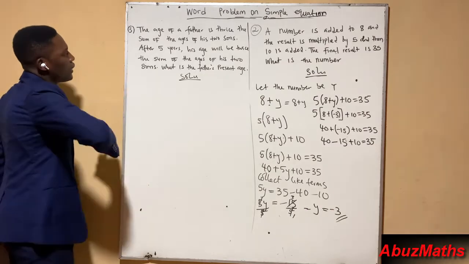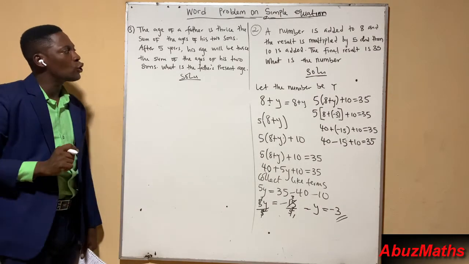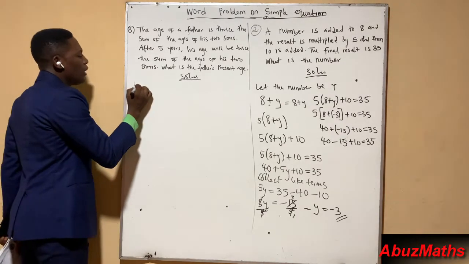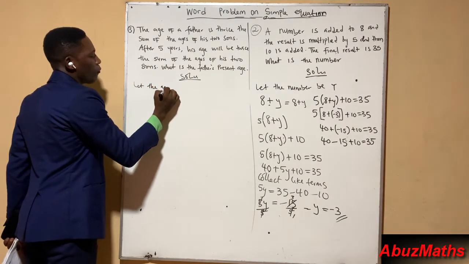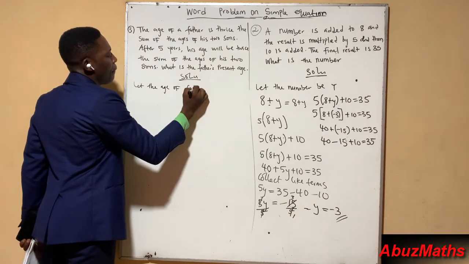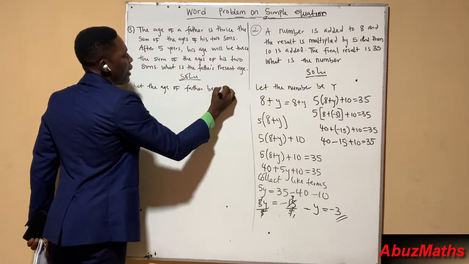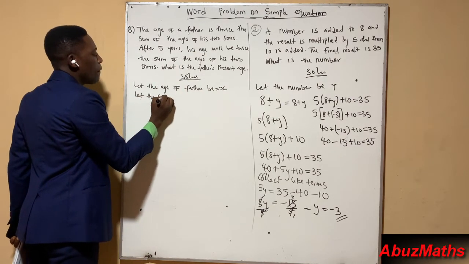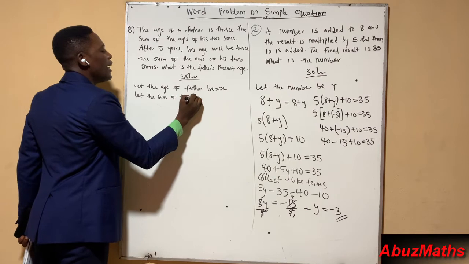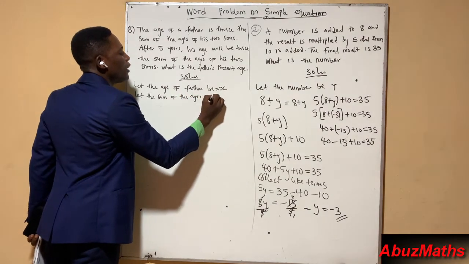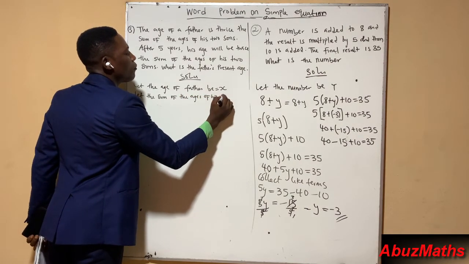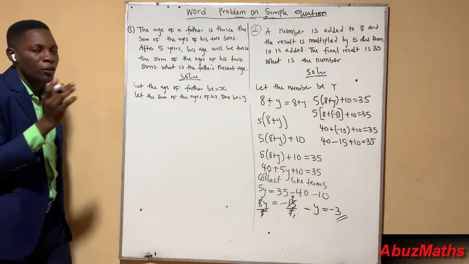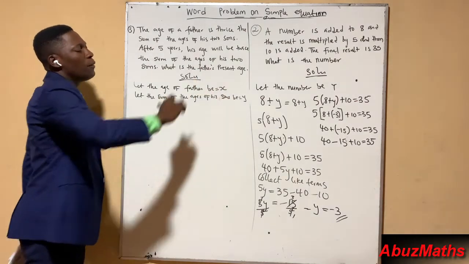So let's interpret this. The age of a father is thrice the sum of the ages of his 2 sons. That means here I'm having 2 variables. So let me put that. Let the age of father be x, and let the sum of the ages of his sons be equal to y. So I've used my x and y now. So now I have 2 variables to solve.